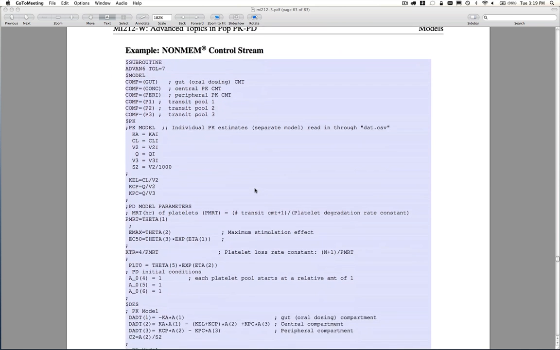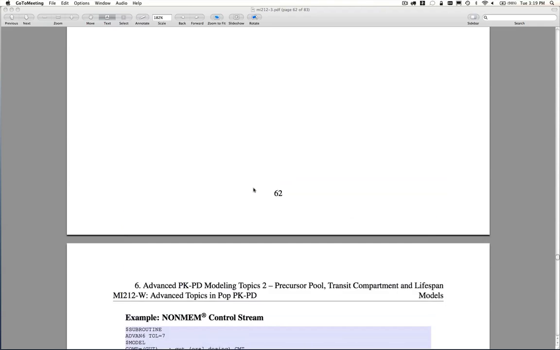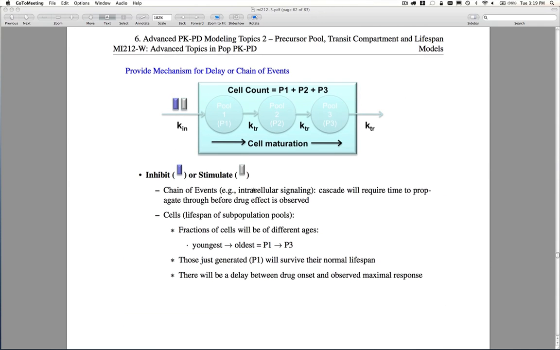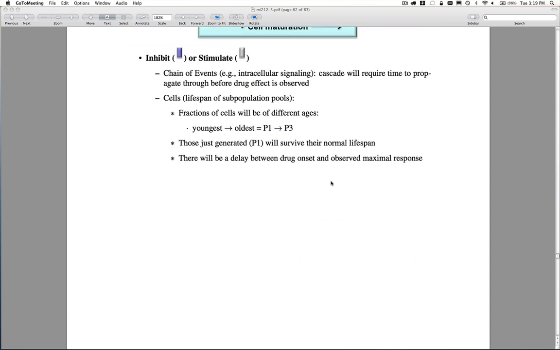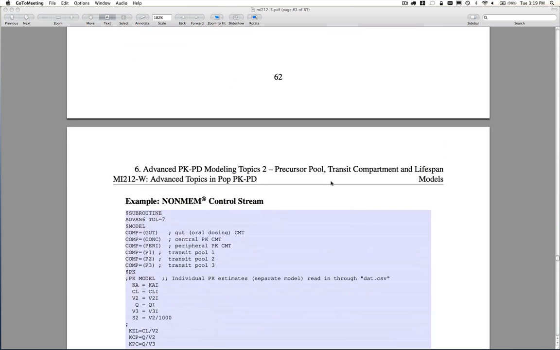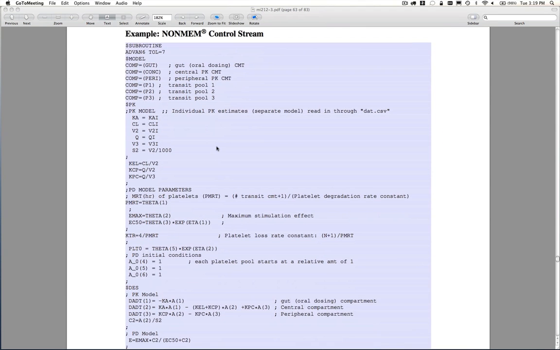Okay, so again, how does this look? We have up here our schematic. How do we actually translate this into NONMEM and make it work, make it run? So again, this is where a lot of the nomenclature is very similar to what we were just looking at for the precursor pool model.